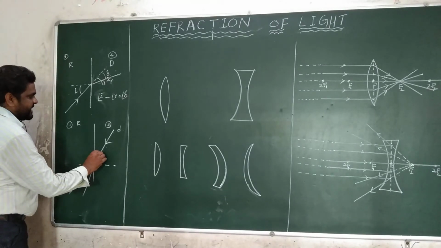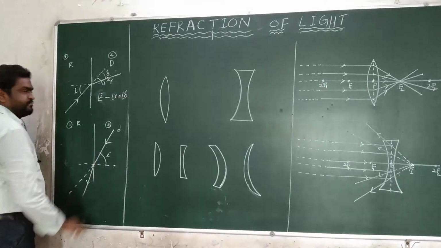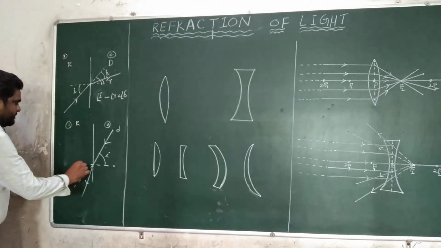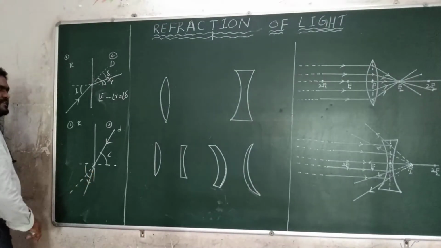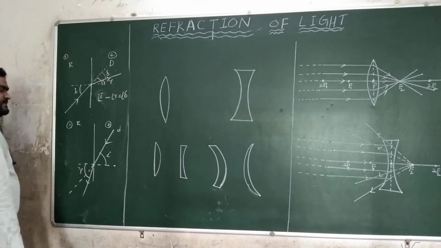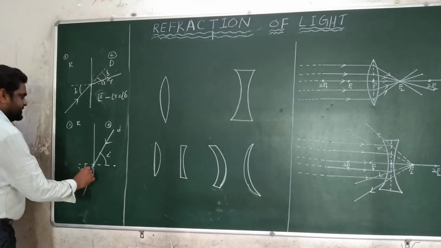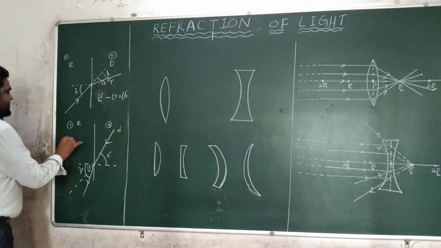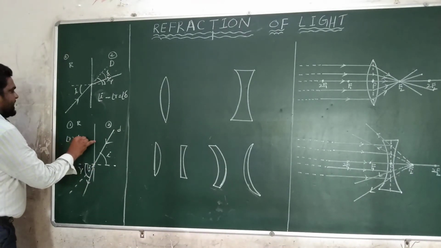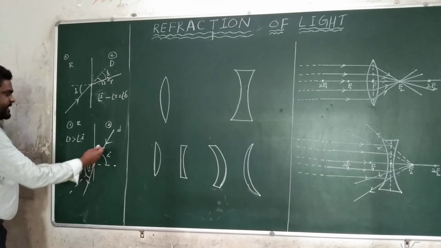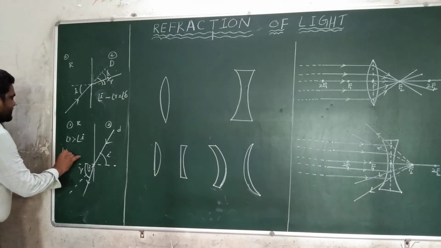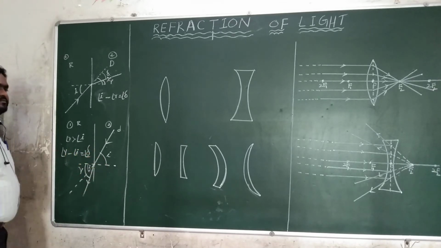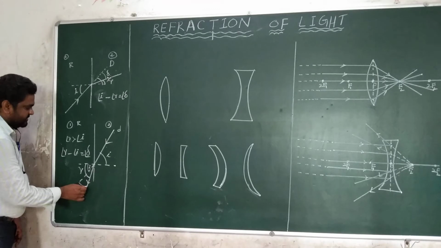So here, the angle made by the incident ray with the normal is the angle of incidence. The angle made by the refracted ray with the normal is the angle of refraction. In this situation, angle r is greater than angle i. For the angle of deviation, angle r minus angle i equals the angle of deviation. This is the angle of deviation.